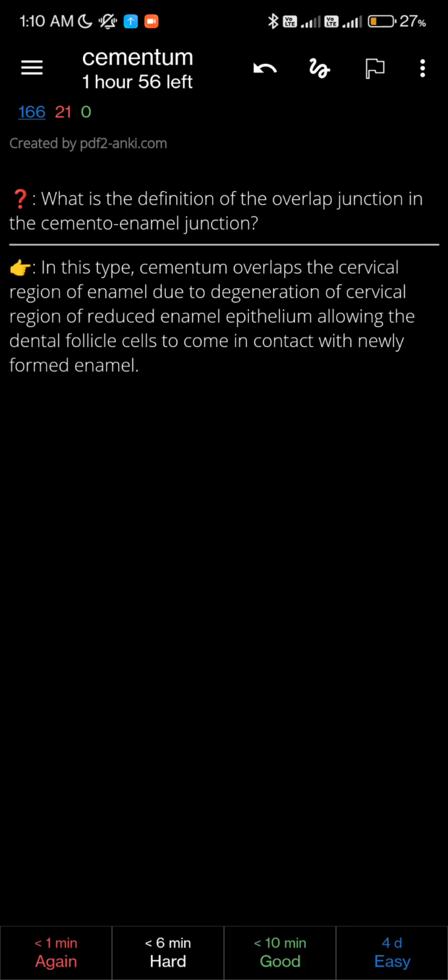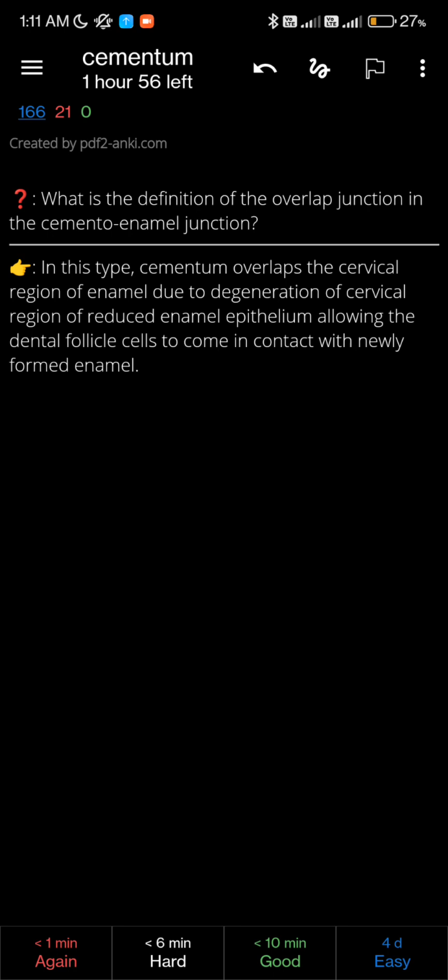What is the definition of an overlap junction? It is where the cementum overlaps the enamel. In an overlap junction, cementum overlaps the cervical region of enamel due to degeneration of the cervical region of the reduced enamel epithelium, allowing the dental follicle cells to come in contact with the newly formed enamel.